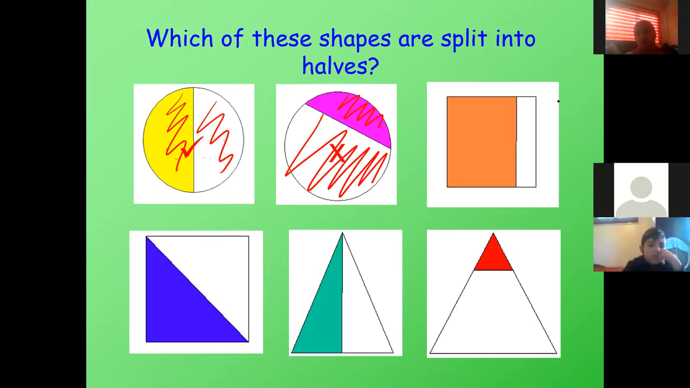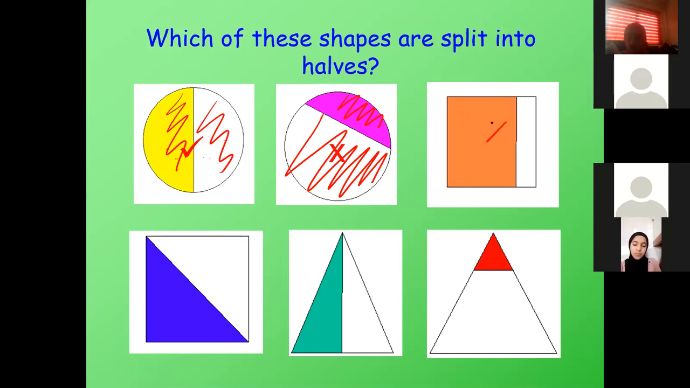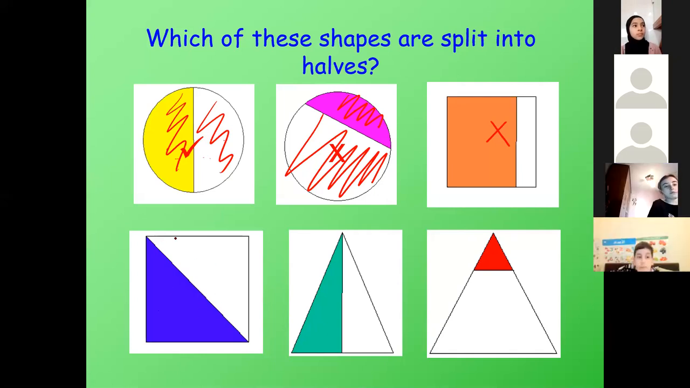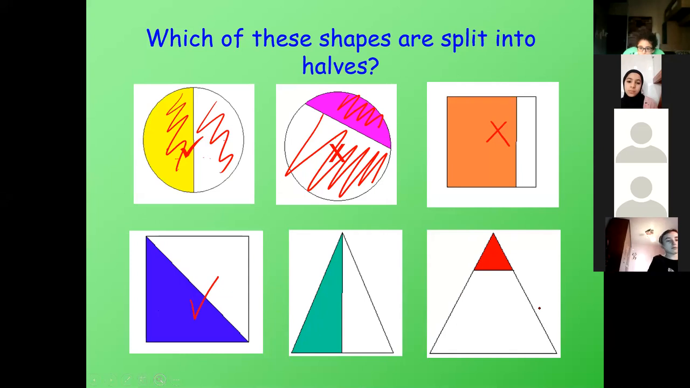Okay. Asil Haidar, the third one. Is this shape split into halves? No. Why, ya Asil? Because the two sides are not equal. Excellent. The 2 parts aren't equal. Okay. Yusuf Bazoon, the fourth one, the square. Is it split into halves? Yes. Why? Because the two parts are the same. Excellent. Bravo, ya Yusuf.